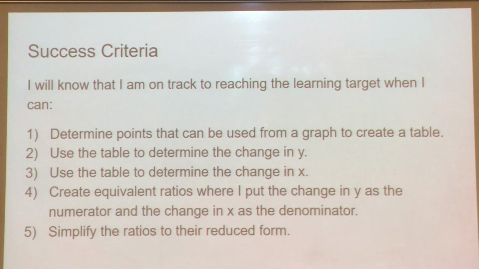You will know that you're successful and on track to reaching the learning target when you can determine points that can be used from a graph to create a table, use the table to determine the change in y, use the table to determine the change in x, create equivalent ratios. And remember, ratios is another way to say fraction. You could also say create equivalent fractions, where I put the change in y as the numerator and the change in x as the denominator. Simplify the ratios or the fractions to their reduced form.